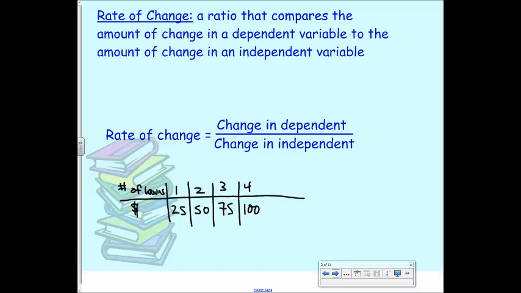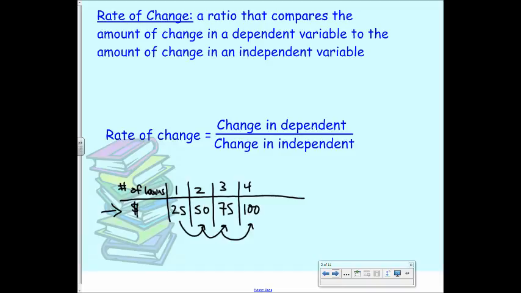So the first thing you want to figure out is what is the change? What's the change in the independent variable? Well, for the dependent variable, we're talking about the amount of money he makes. What's the change from 25 to 50? And from 50 to 75? And from 75 to 100? So is it a constant rate of change? Yes.